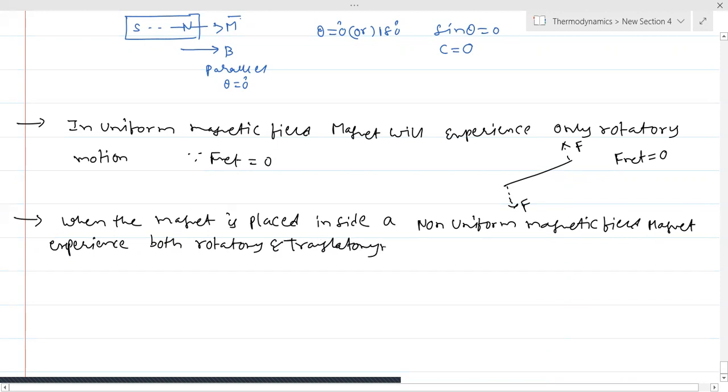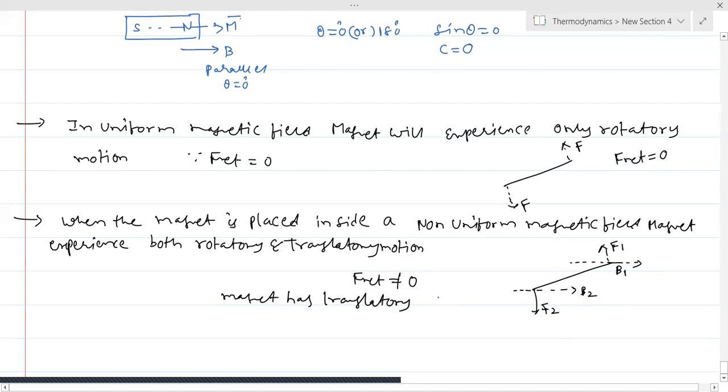Both rotatory and translatory motion. So let us see, for example, this is a bar magnet. If it experiences a force F1 in this direction and F2 here. Because this is a non-uniform magnetic field, the magnetic field here is different from there. So as B1 is not equal to B2, obviously F1 is not equal to F2. Therefore the net force is not equal to 0. When the net force is not equal to 0, definitely the magnet has translatory motion.